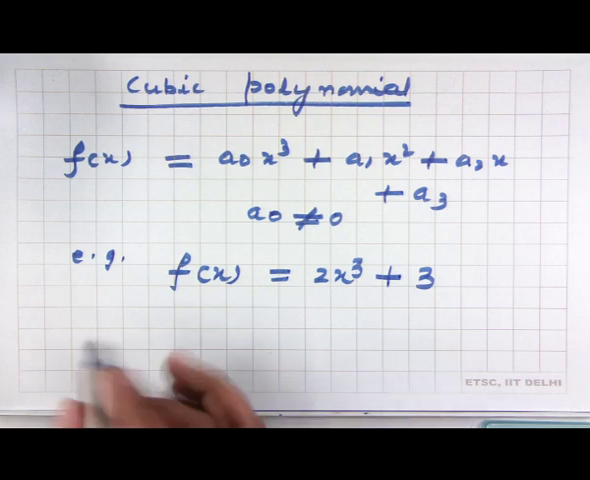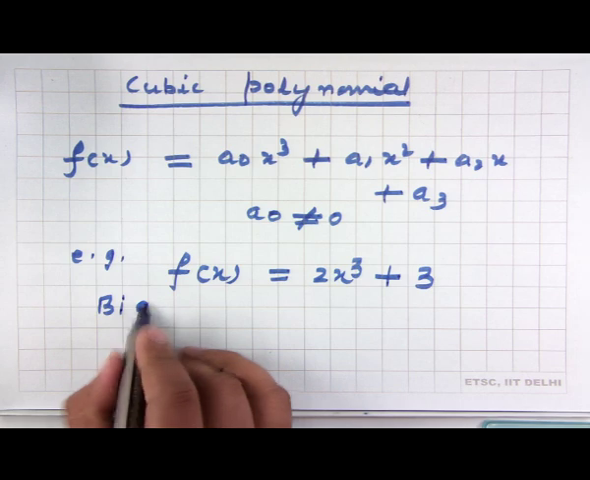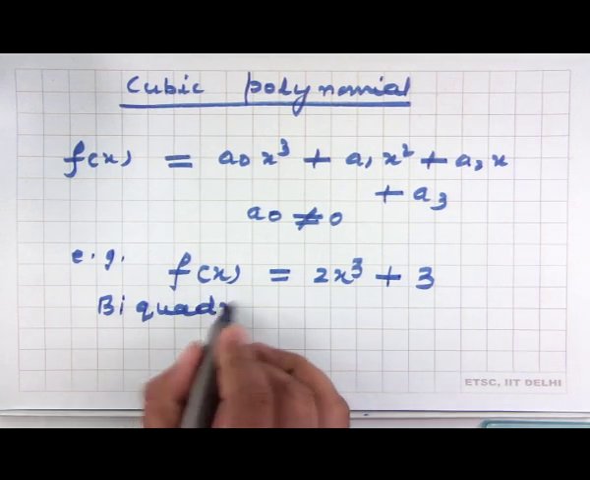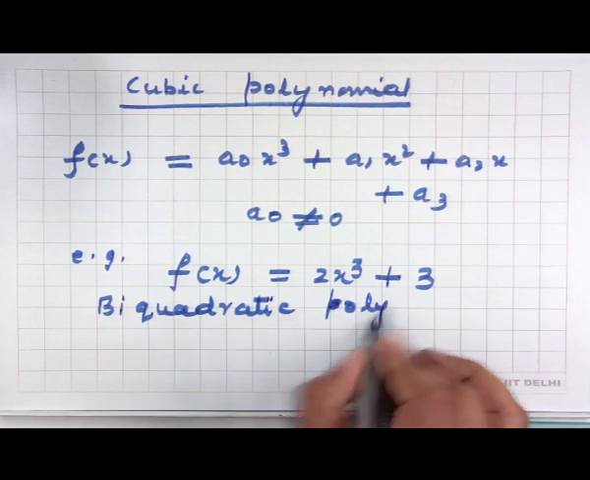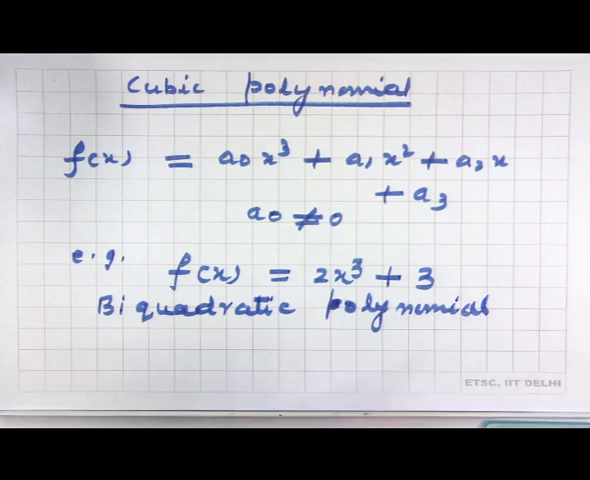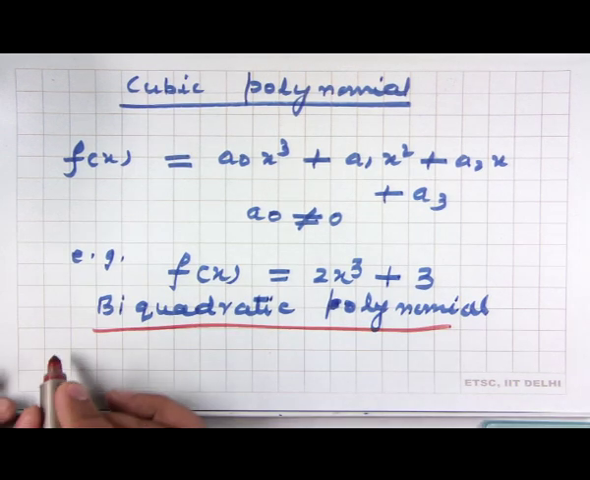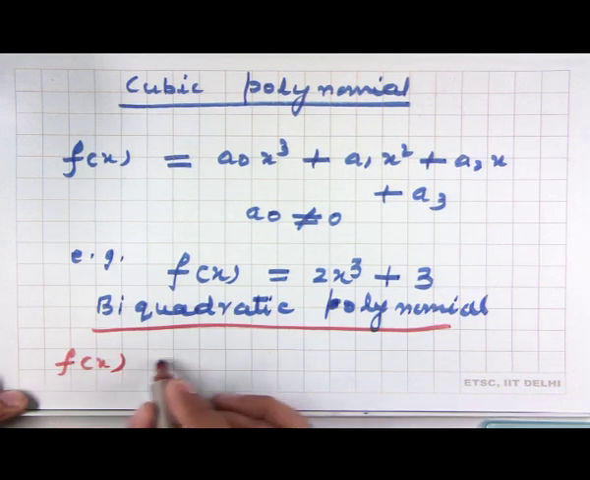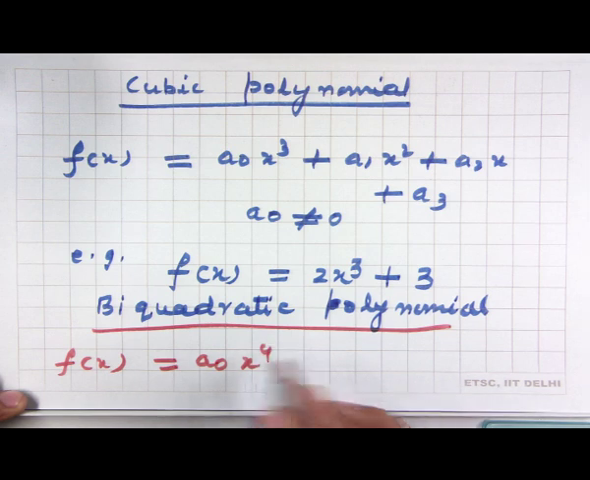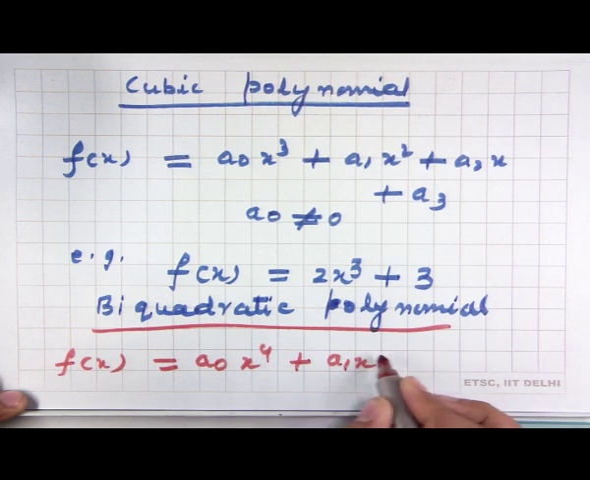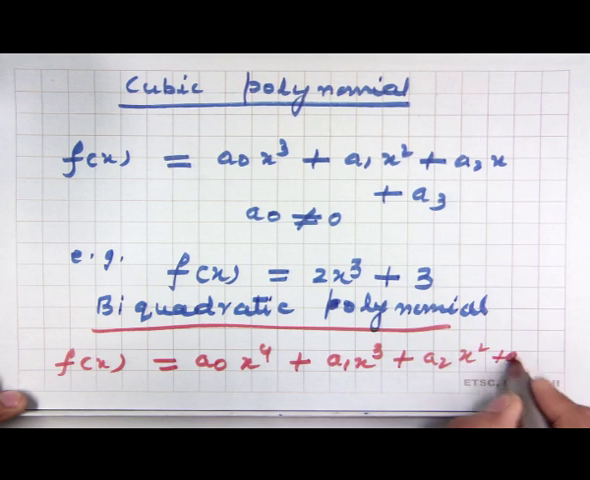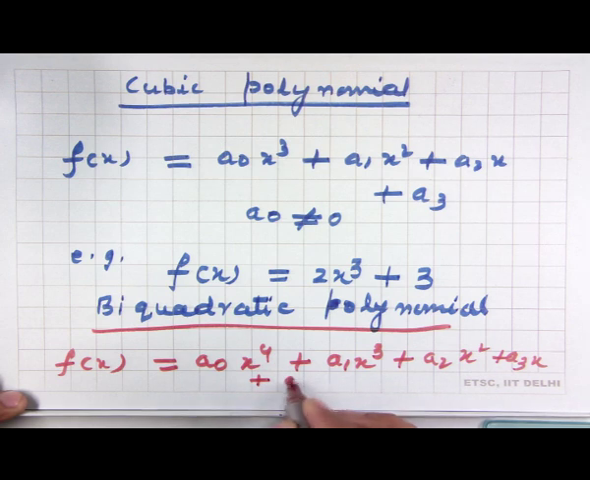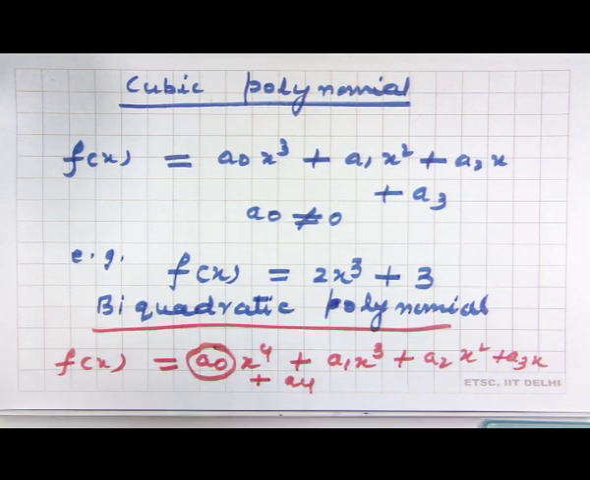Now we shall discuss the biquadratic polynomial. Biquadratic polynomial: the polynomial which can be expressed in the form of a0 x to the power 4 plus a1 x cube plus a2 x square plus a3 x plus a4, and a0 should not be equal to 0.